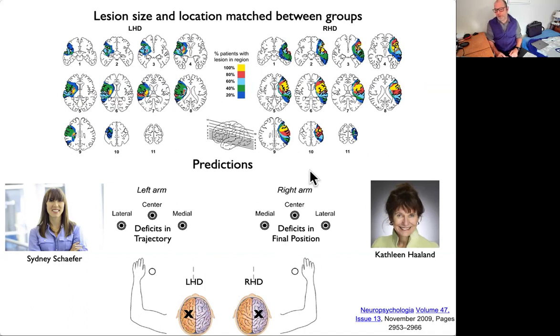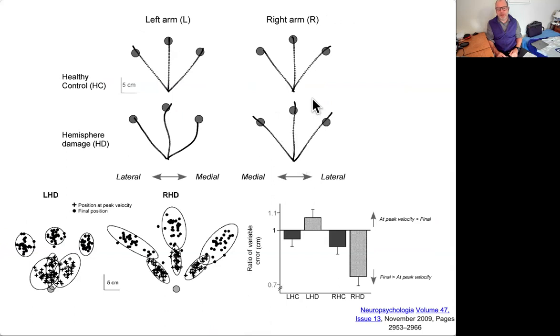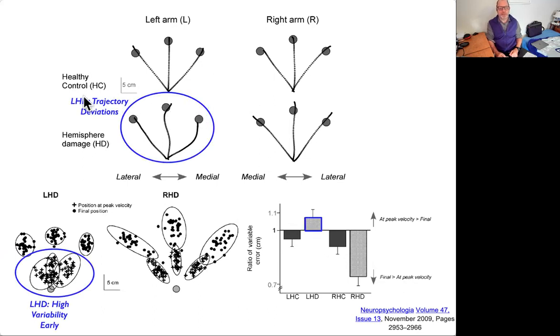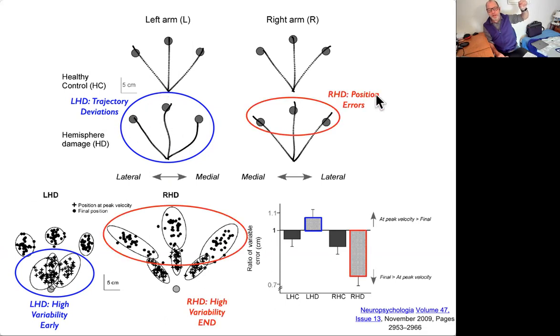reaching to three directions. These are just sample movements here, but here's a systematic analysis across subjects. We found that the left hemisphere damaged patients with their good arm, this is the important thing, their good arm, made less straight movements but got to the targets fairly well, and right hemisphere damaged patients made straighter movements but got to the target poorly. Here you see overshoot, but if you look over here, what we did was we quantified the variance at the beginning and end of the movement.